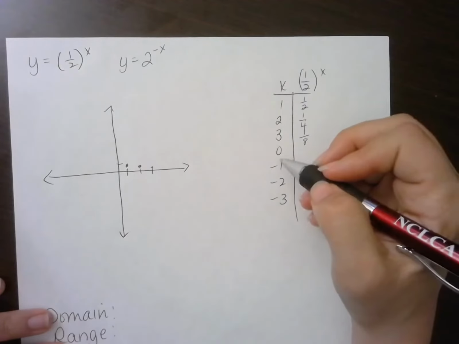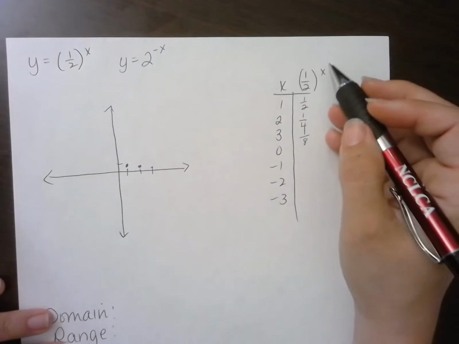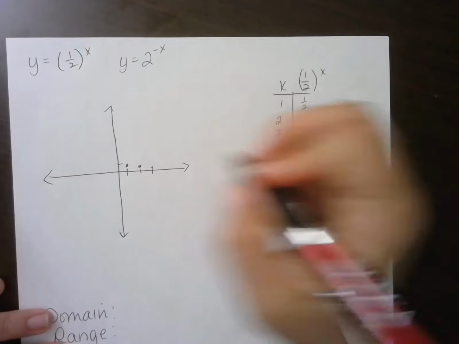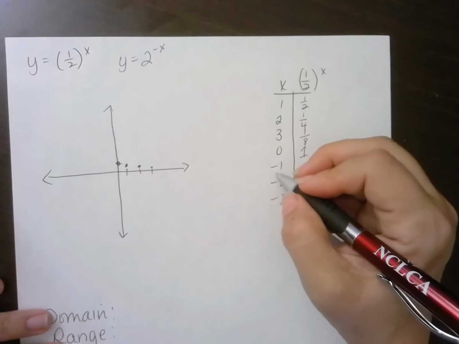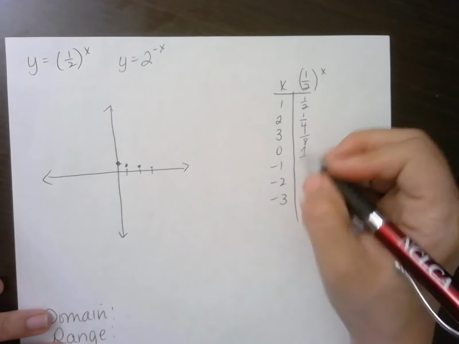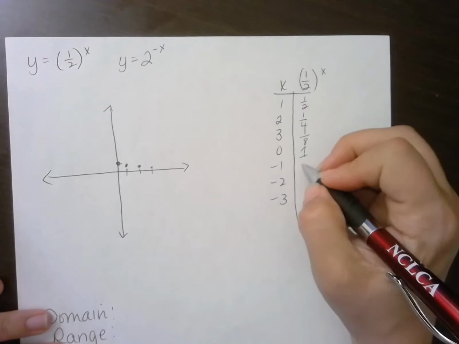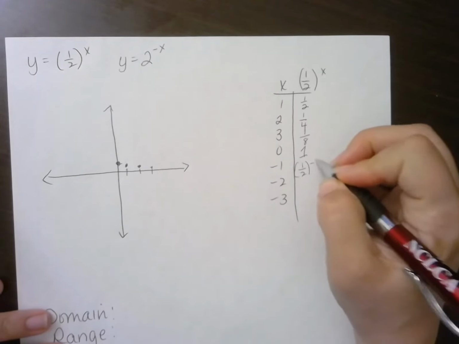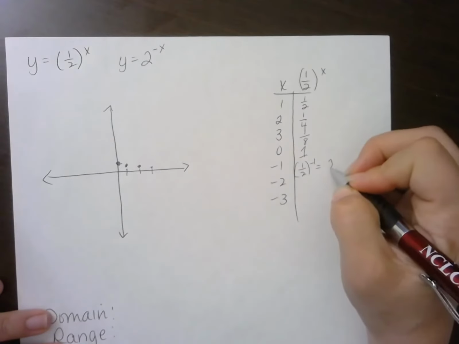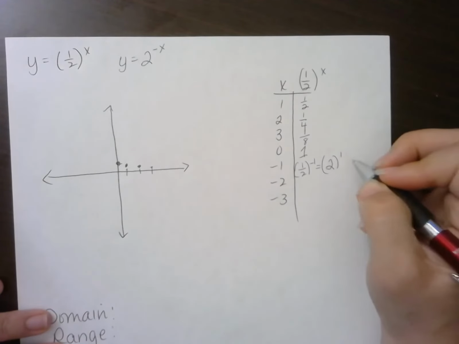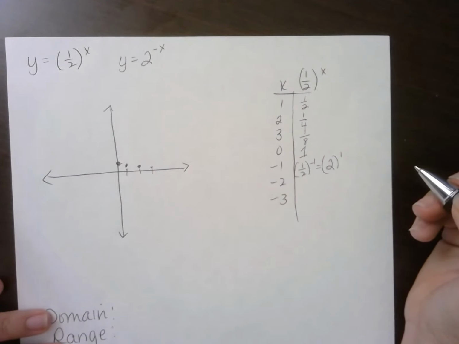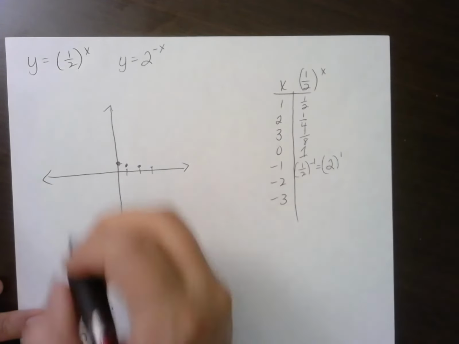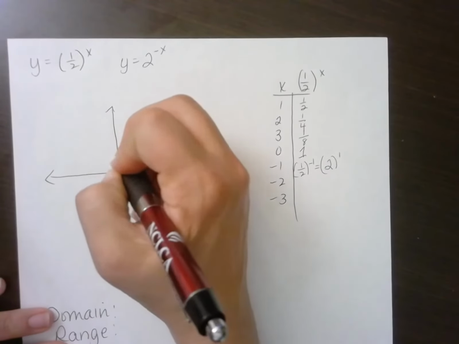Now if I plug in 0, again, any number to the 0 power is in fact 1. So I know I'm going to have this point here. All right, and now my negative exponents. So now when I plug in 1/2 to the negative 1, this is really like 2 to the positive 1, or you can think of it as 2 over 1. It's the reciprocal of 1/2. And so I end up with 2 on this side.